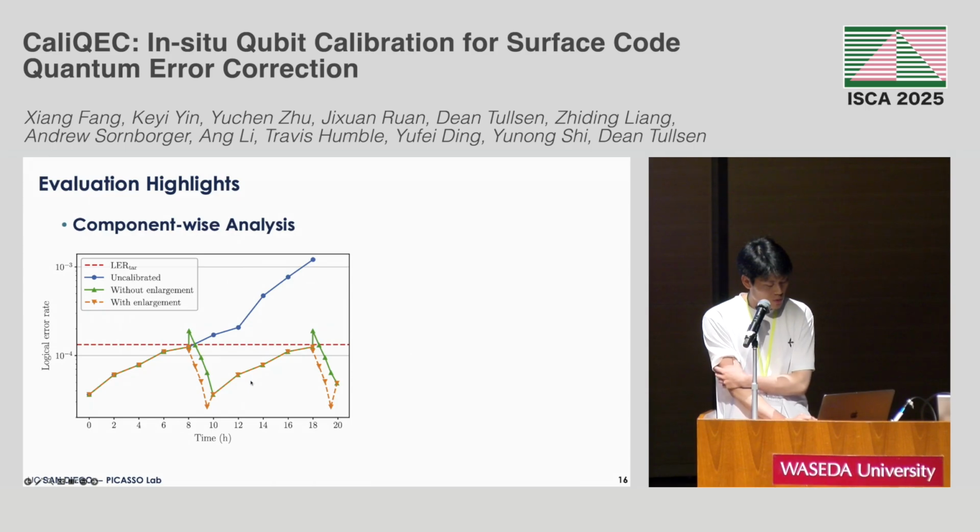So during the computation, this is what's happening. The logical error rate will drift due to the drift of the physical error rate, and when it almost reaches the target level, we will perform this qubit isolation and code enlargement to keep the logical error rate under the target level. And if you don't perform this enlargement, there will be a spike due to the distance loss after the qubit isolation. And if there is no calibration, then the logical error just keeps going up.